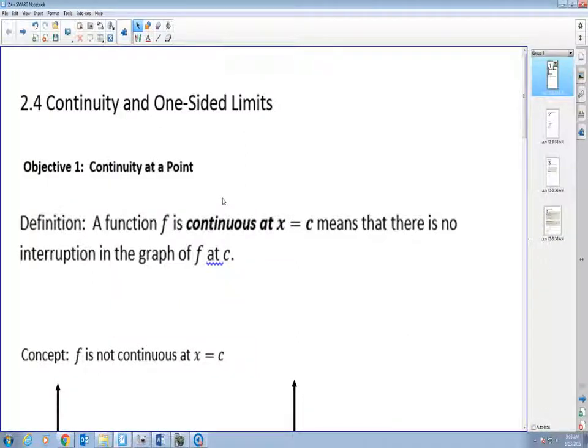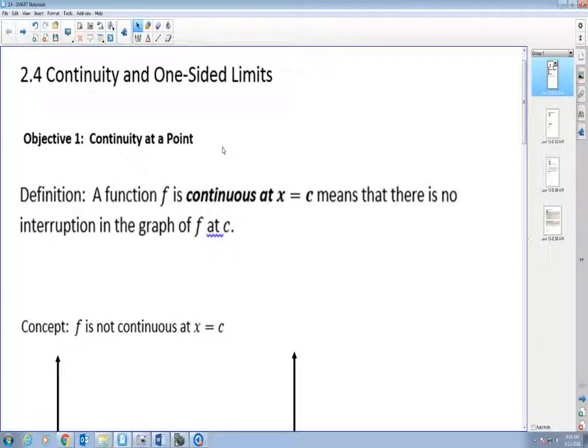Welcome to Calculus 1 class. Today we're going to talk about continuity and one-sided limits. So let's begin with continuity at a particular point.